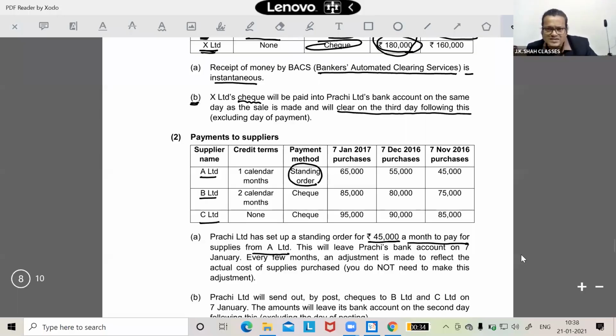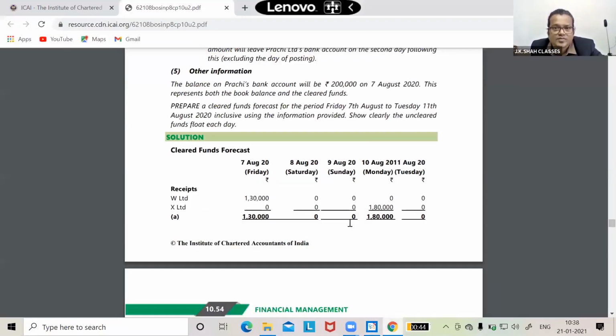What is agreed between the company, Prachi Limited and A Limited? See, whatever you sell, 65,000, 55, 45, doesn't matter. Every month, how much we will pay you? We will pay you 45, which will go from the account on what date? 7th. So in payments, you will see payment of A: 45, irrespective of all these amounts. Okay, let's check.